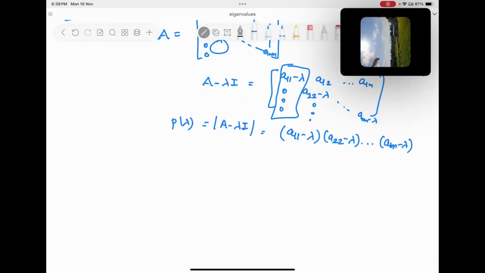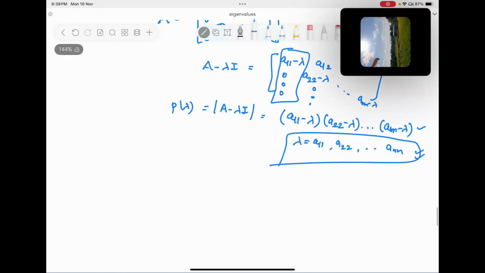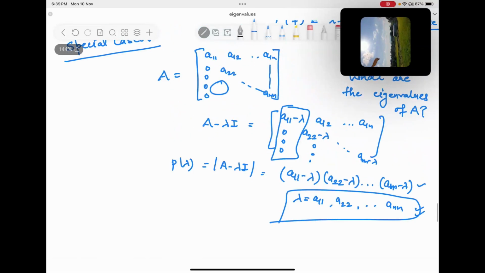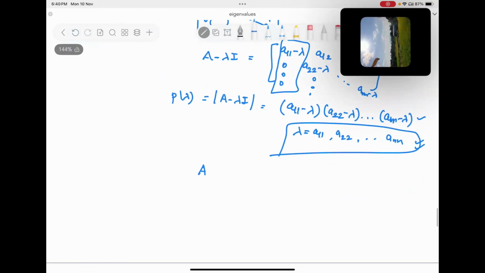Now what are the roots of this polynomial? Lambda equals a11, a22, up to ann. So these are the only roots of this polynomial, and these are the only eigenvalues of A. So the eigenvalues of a triangular matrix are its diagonal entries. So all eigenvalues of a triangular matrix are its diagonal entries.